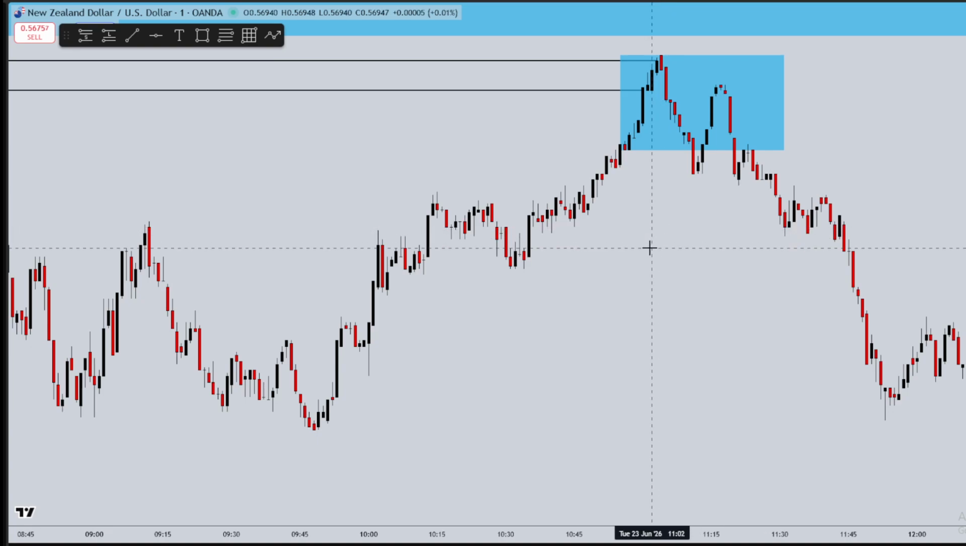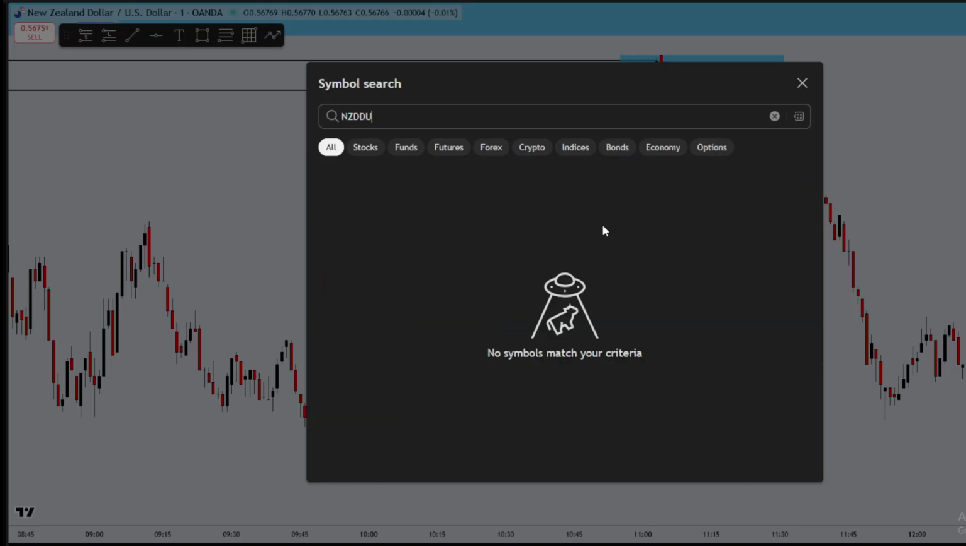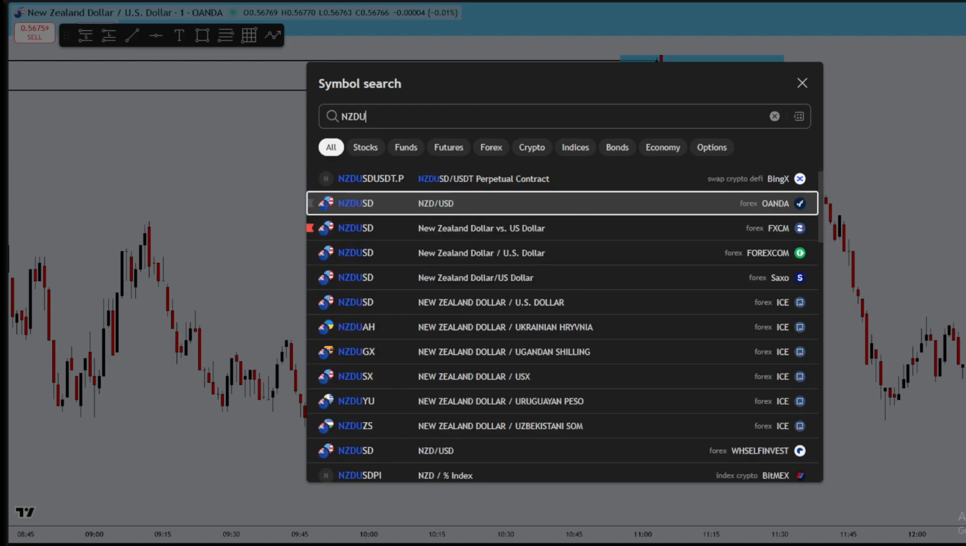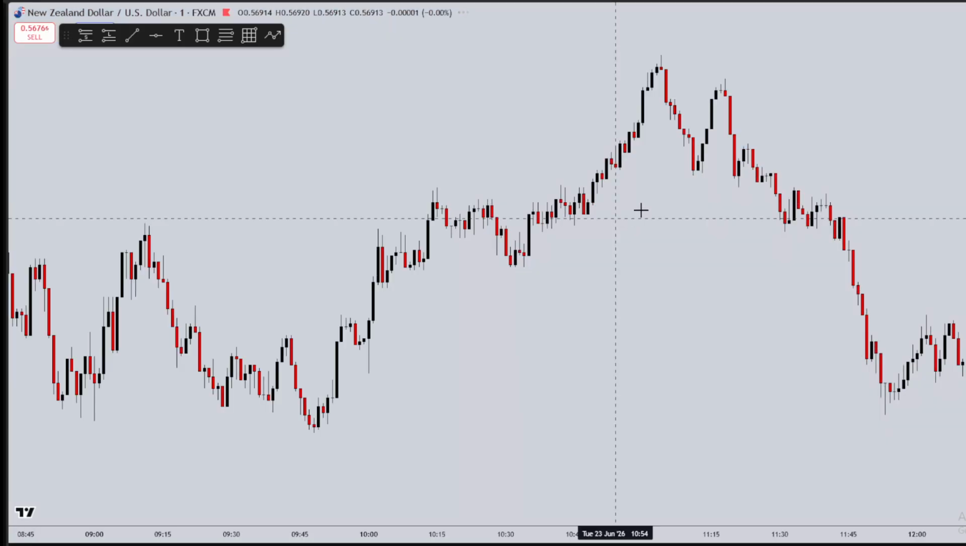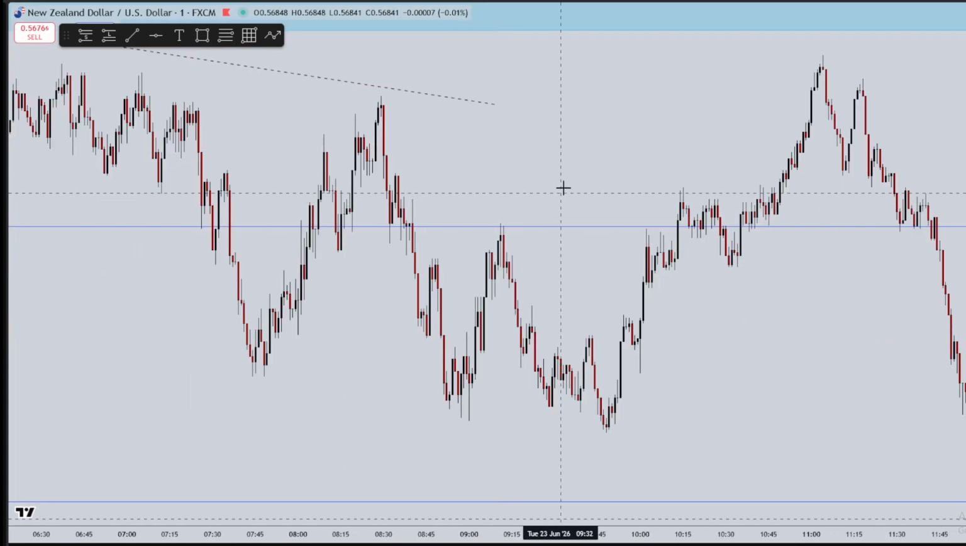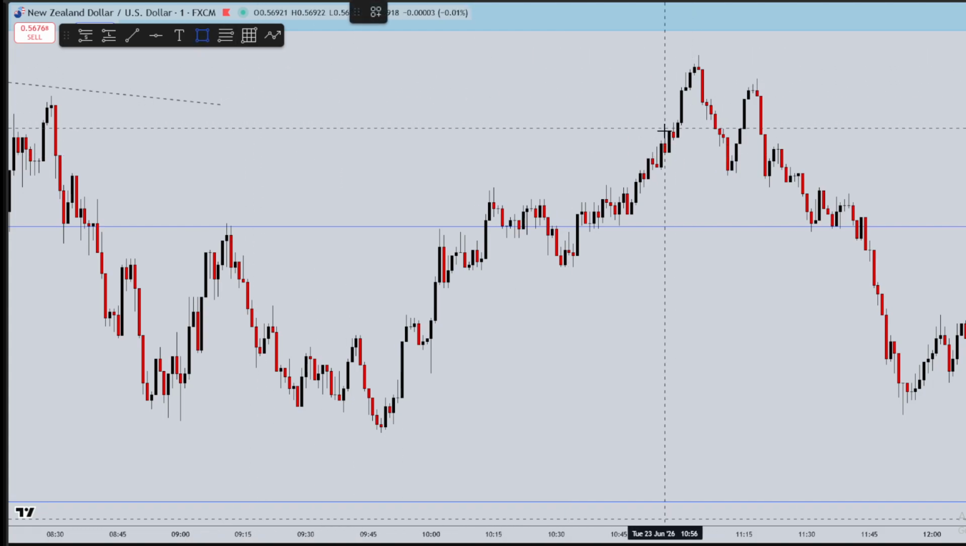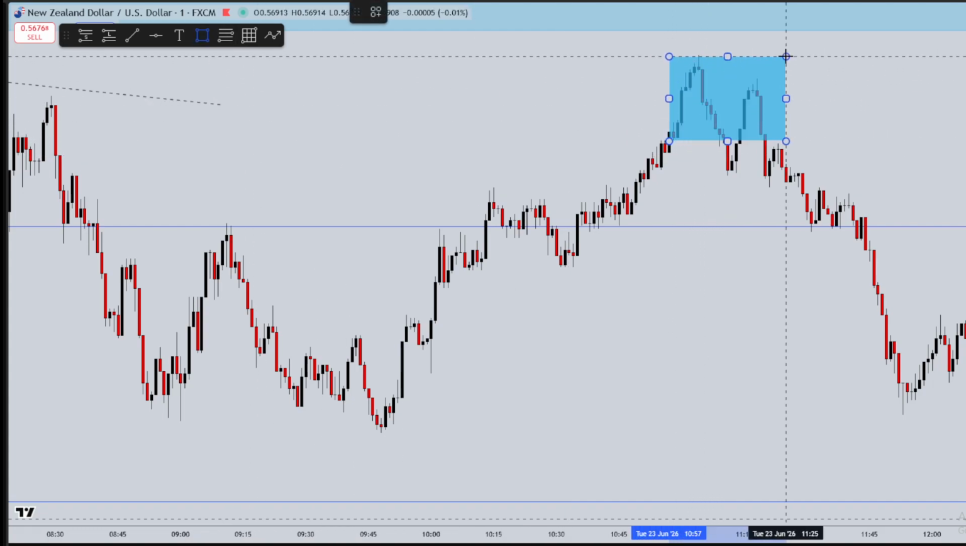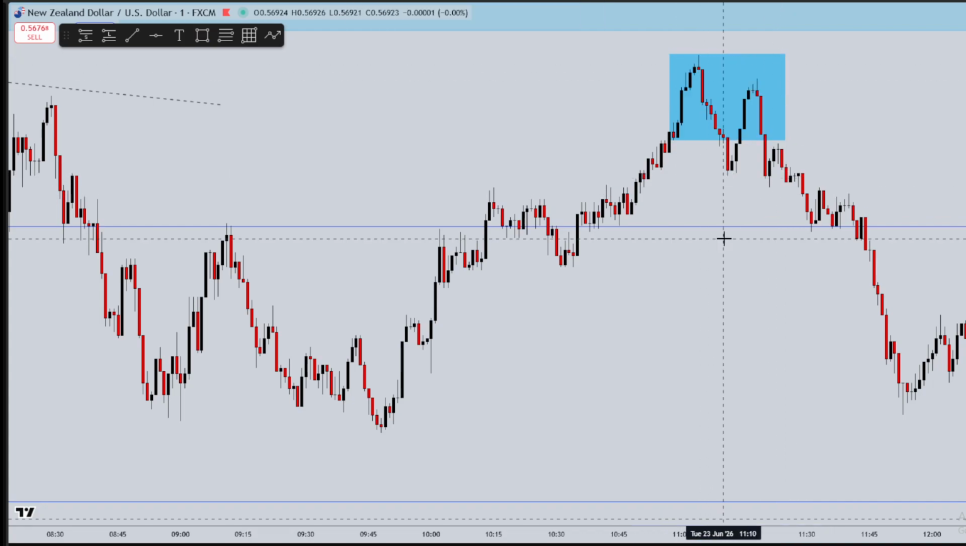I think it's a bit clearer on FXCM. You can see the candles a little bit clearer, and you can see that's what I was looking for this morning. This would have been an order block that, if price had just tapped a little bit higher, I would have been very interested in selling.